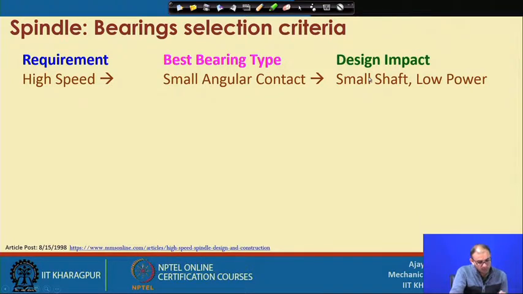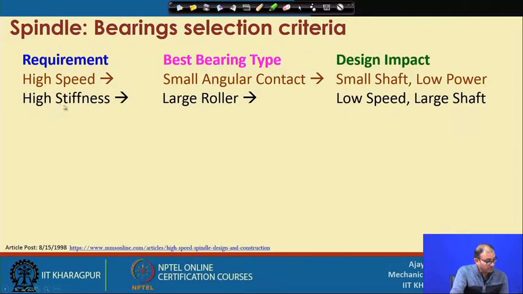So, you have to rotate a very heavy object to a very high speed, and at that time it will create inertia effects at the time of acceleration and deceleration. And low power is required, because if the shaft is small, you do not require very high power, and similarly for the high speed. So, this is one of the things.